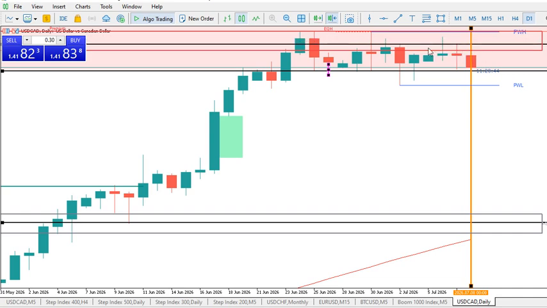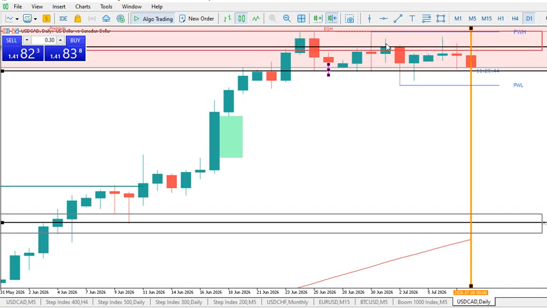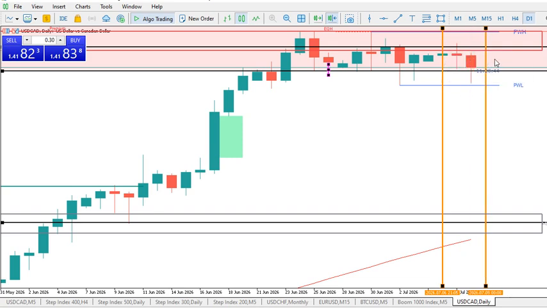So first thing first, this is the first. We had this A shape right here. Price came up to the level, and then gave us the signal. And then this is the second A shape right here. Let me just mark it. Price came up, gave us that sell.